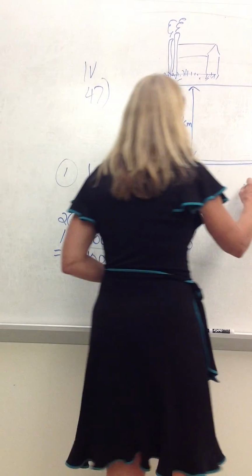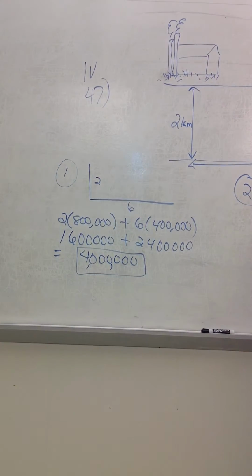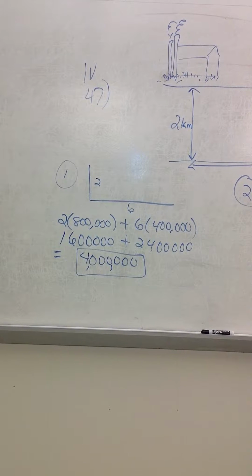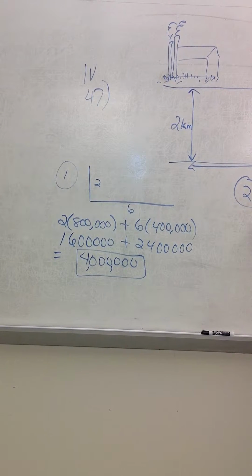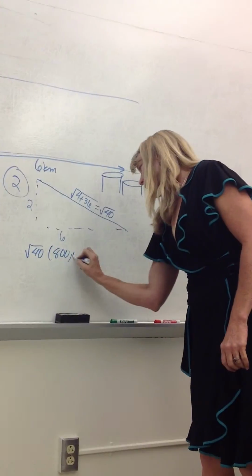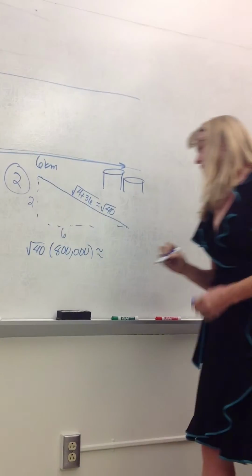Option 2 is the other endpoint, and the other endpoint is I go the shortest distance, but the shortest distance is the hypotenuse, all in the water. Okay, but it is the shortest distance. And so this is a length of the square root of 4 plus 36, so the square root of 40. So the square root of 40 times 800,000 is approximately what?